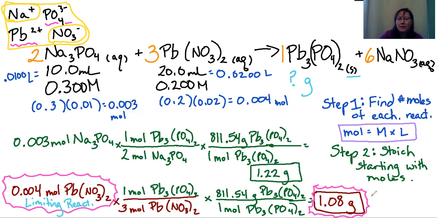And this here is my final answer. Okay. And that's basically a very long, thorough problem for precipitation reaction stoichiometry. All right, moving on to our next topic. Our next topic was acid-base chemistry.